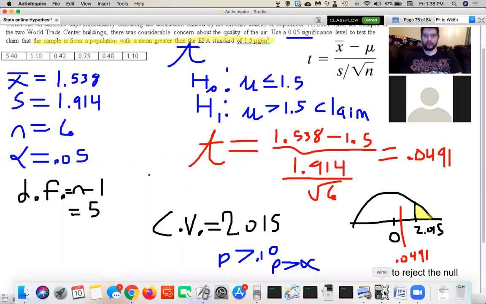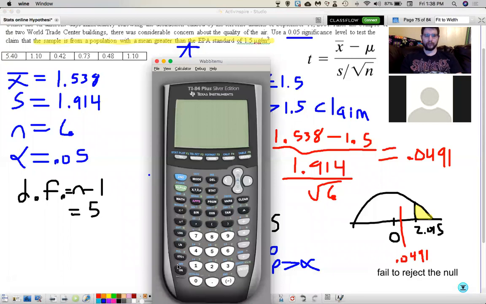TI users, I'll go ahead and run through this one real quick. So stat, edit, kind of the top up here, clear that. 5.4, 1.1, 0.42, 0.73, 0.48, and 1.1 again.